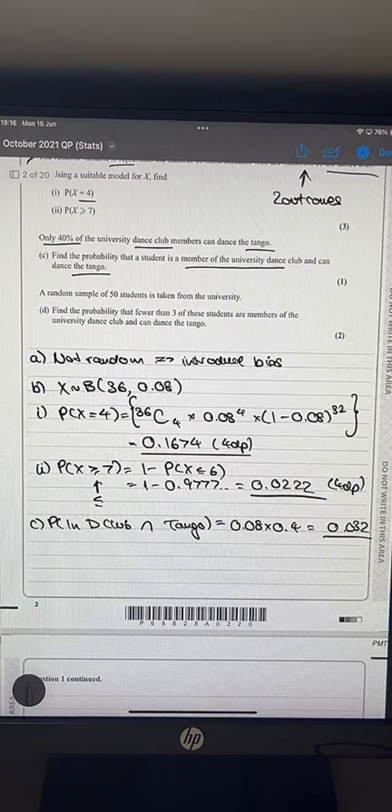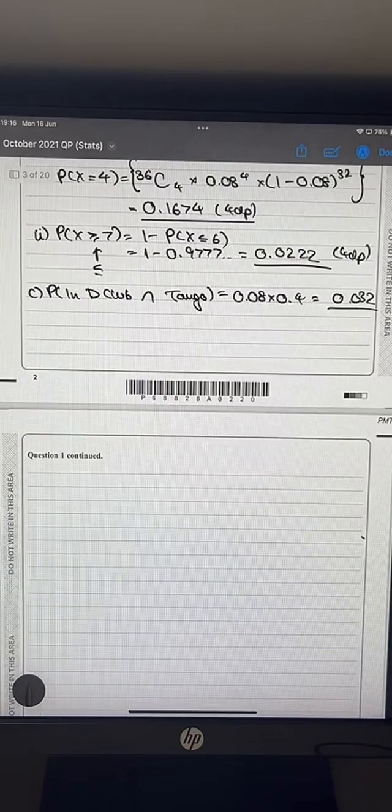Nice and simple. A random sample of 50 students is taken from the university. Find the probability that fewer than 3 of these students are members of the dance club and can dance the tango. This is where you have to be a bit careful. Here you've got a different distribution, so I'm going to define a different variable here.